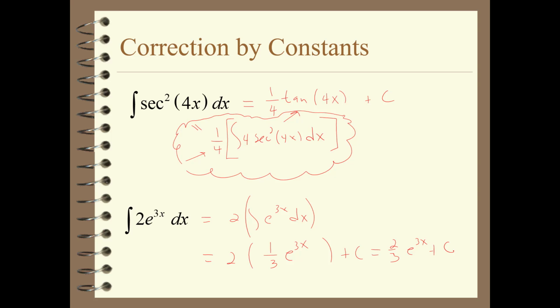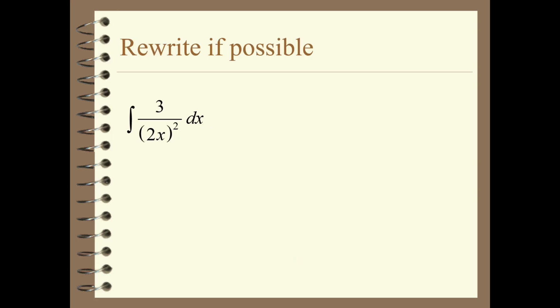That's commonly called correction by constants, although some books don't even give it a name. Now do be careful though when you're finding your integrations. Always rewrite if possible. You want to fit your integrand to be one of the rules you have. So one of the rules is x to a power. So if you have an expression to a power that's not x to a power, you really should rewrite that first. So you might be tempted to rewrite this as the integration of 3 times 2x to the negative 2 power dx. That's probably a bad idea. Don't do that at all.